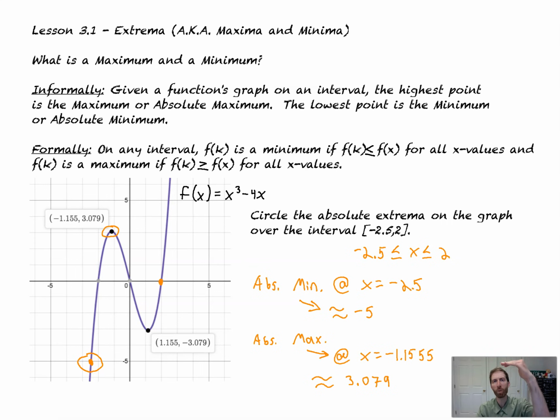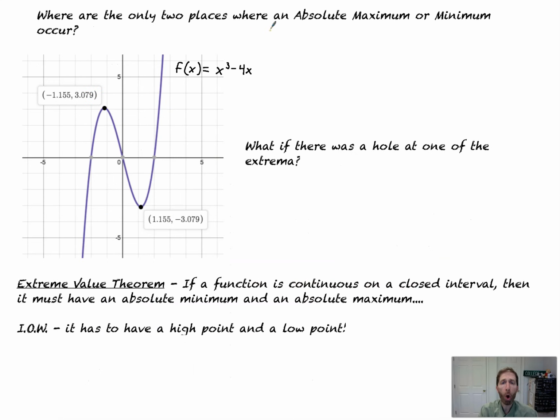So the maximum is the highest y value, the minimum, the absolute minimum, the lowest y value. All right, let's keep going. Where are the only two places where an absolute maximum or a minimum occur? Well, let's take a look back at the graph. Again, our maximum was here, and our minimum was here. So the only two places that you should ever check for your absolute max or min are the endpoints, and we'll go over why that makes sense, and the hills and valleys, right?